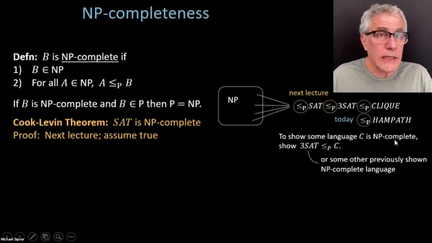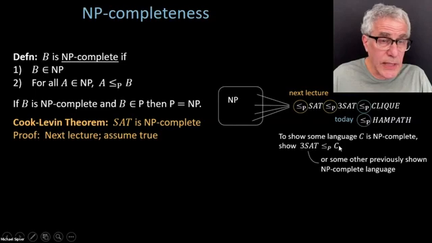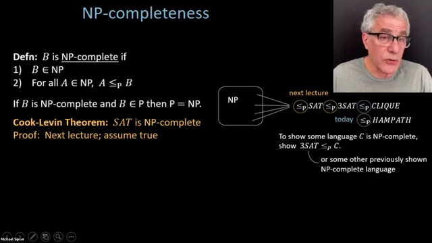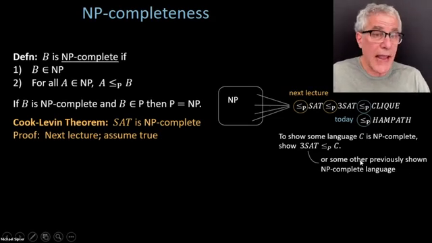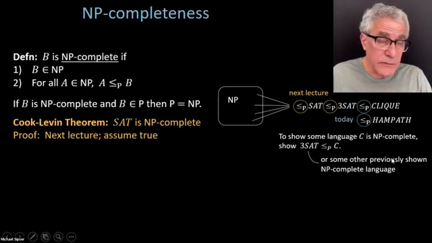So you're going to take 3-SAT and reduce it to your language C. That's sort of the most typical case. Or there are going to be other examples too, where you might start with another problem that you've already shown to be NP complete and reduce it to your language. So it doesn't have to start with 3-SAT, though often it does.